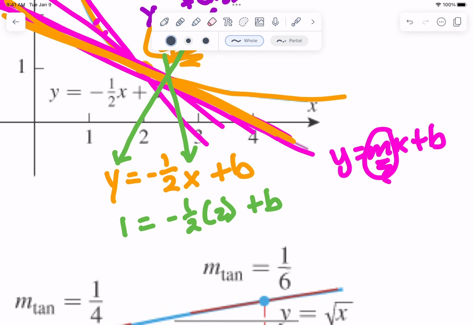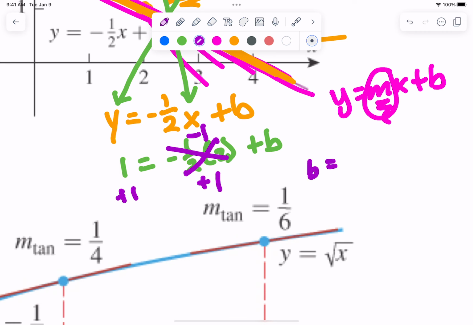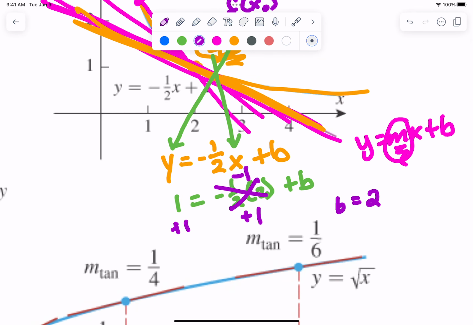What's negative 1/2 times 2? This is negative 1. And if I add the 1 over, what's the b going to be? 2. So final answer. Hang on. Okay, go ahead. You're fine. I'll slow down.